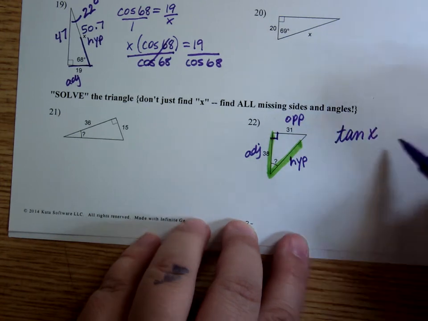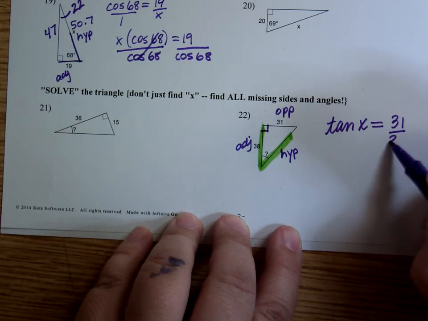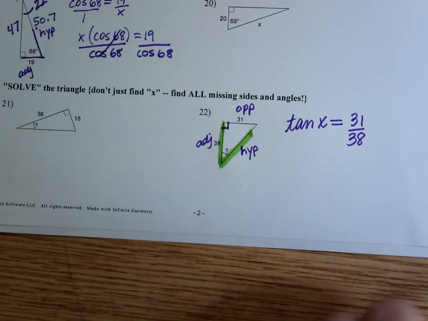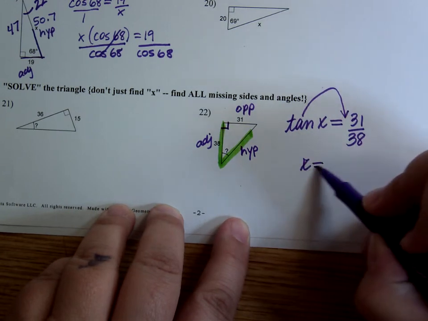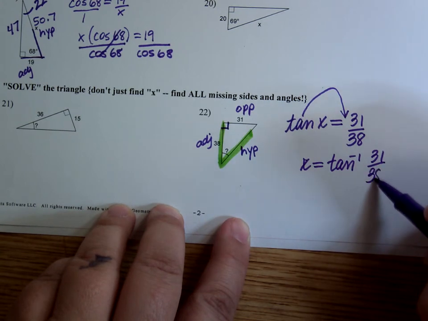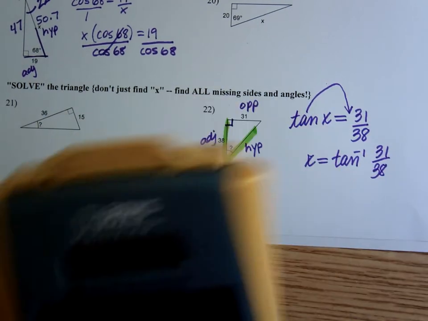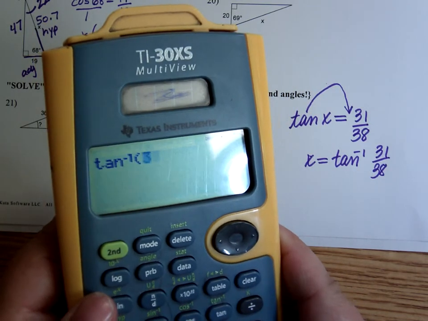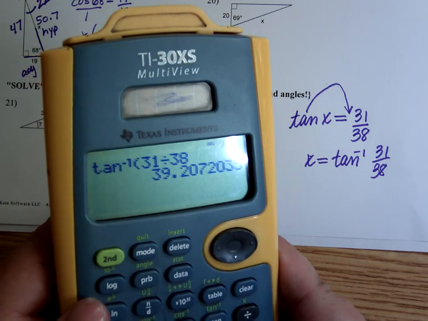This is a lot like 13 through 18, equals opposite over adjacent. Now remember, if we don't know the angle, we have to do the inverse to get x alone. So this is going to come over here as an inverse tan. So x equals inverse tan of 31 divided by 38. So in my calculator, I do second tan to get the inverse tan, and then 31 divided by 38, or you can use a fraction button. It's the same thing. A fraction means division.